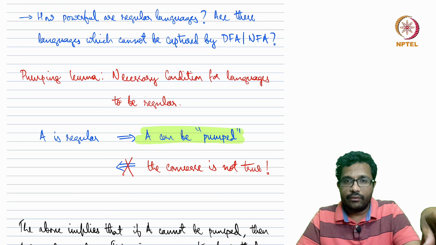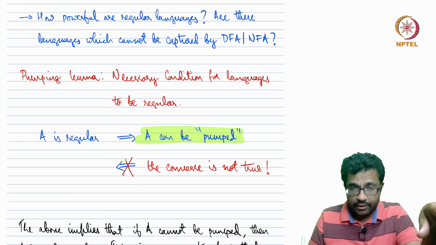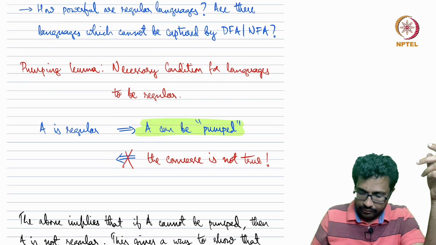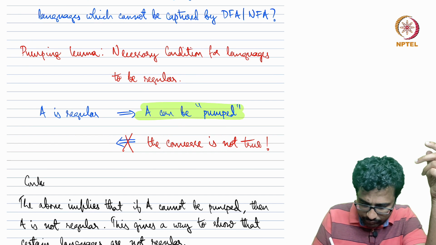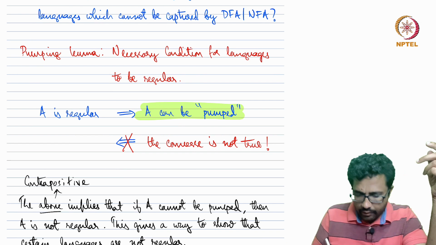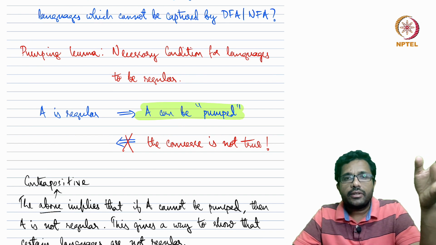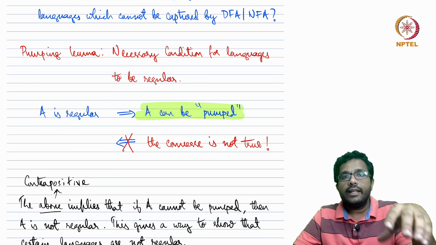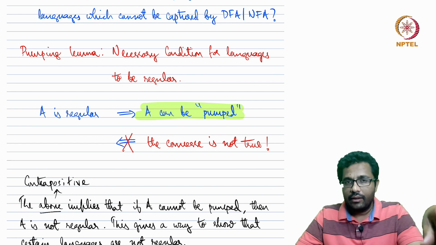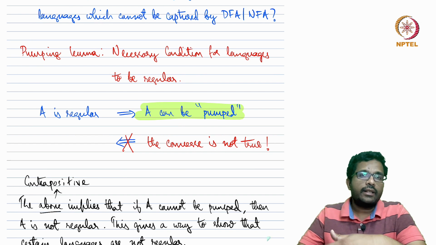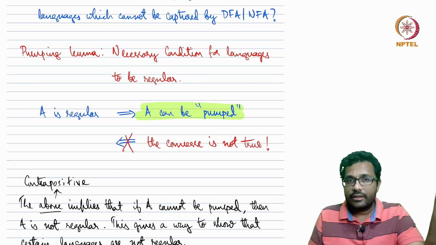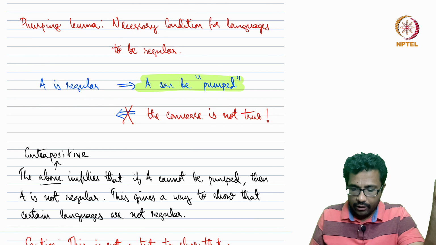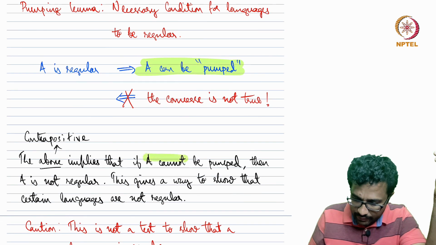However, what does the contrapositive give us? So this is the converse. The converse is not true. But what is the contrapositive? The contrapositive of the above is that if A cannot be pumped, then A must necessarily be not regular. So P implies Q, the contrapositive is not Q implies not P. So the contrapositive here is if A cannot be pumped, then A is not regular. So maybe I will highlight that.